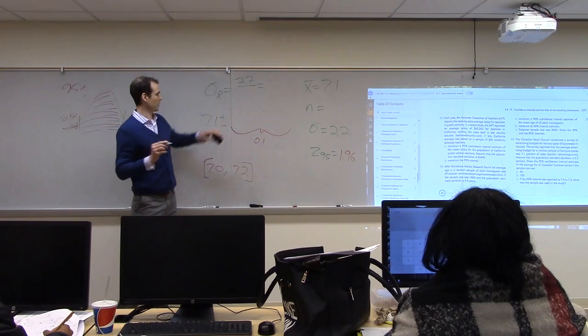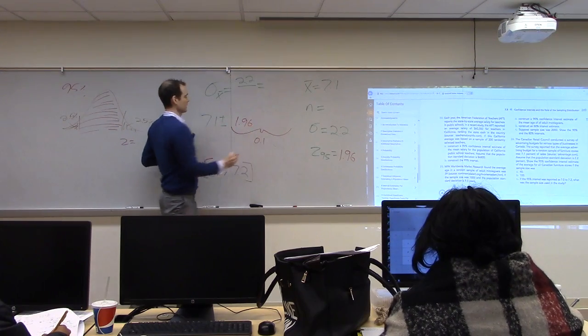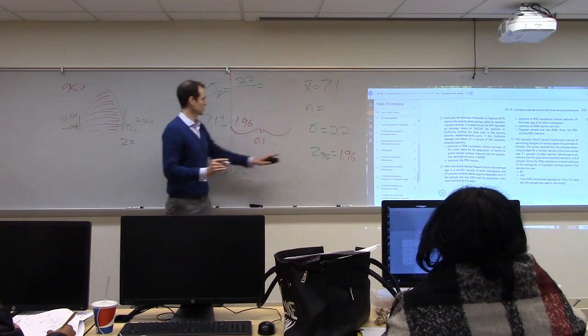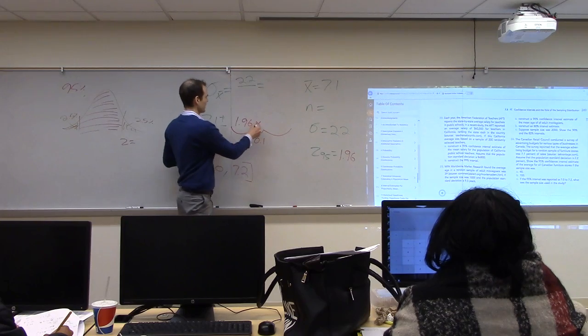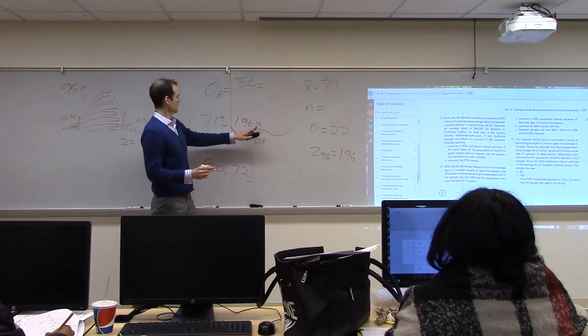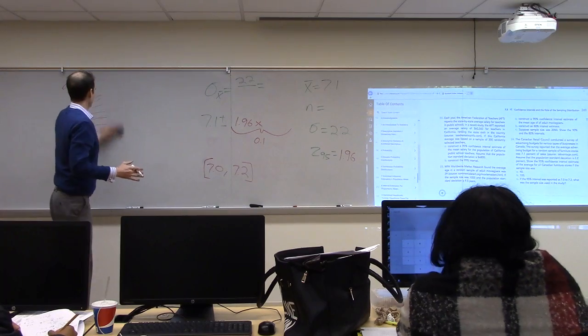Let's keep working backwards. We know we've got 1.96. We know that much. And times our standard error. We don't know our standard error yet. So let's write this equation out over here.